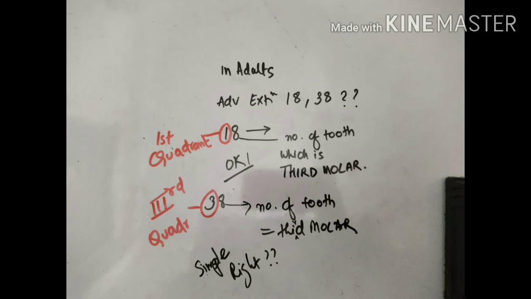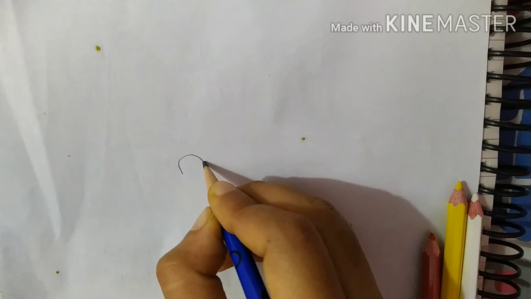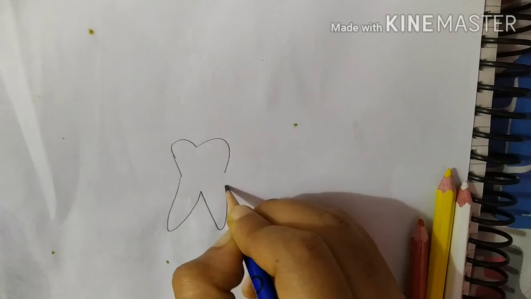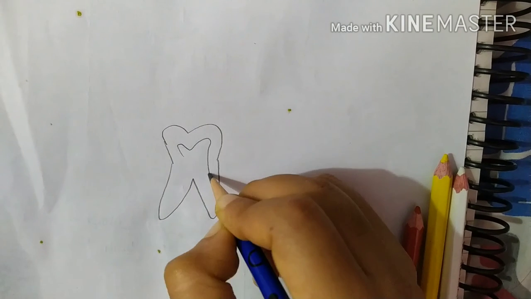Okay. Now, for example, your dentist writes down advise extraction 1, 8 and 3, 8. So what does 1, 8 stand for? 1 stands for the first quadrant, and 8 is your third molar. Similarly, 3, 8 is written. That means that's your third quadrant, and 8 is your third molar. Simple, right? This numbering system all happens in case of adults.